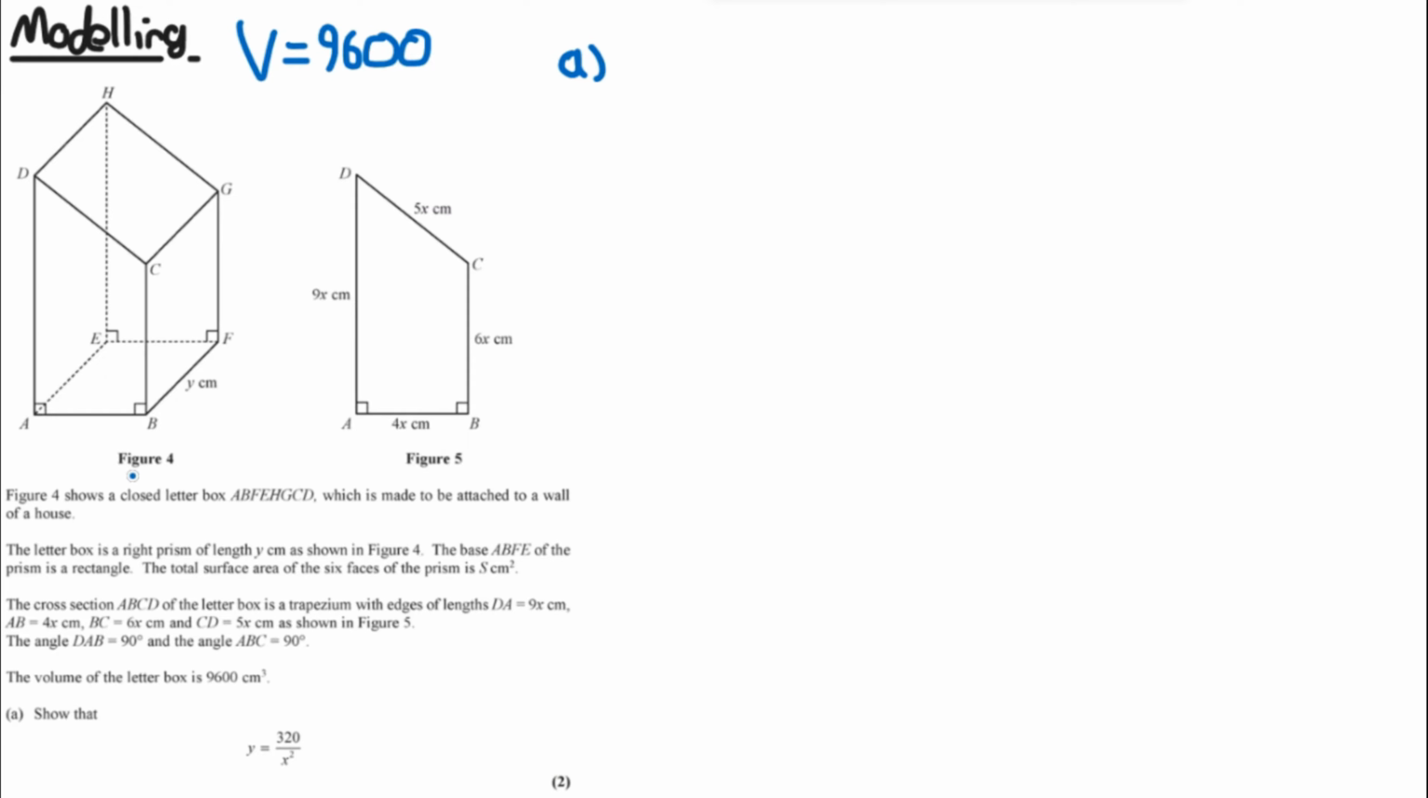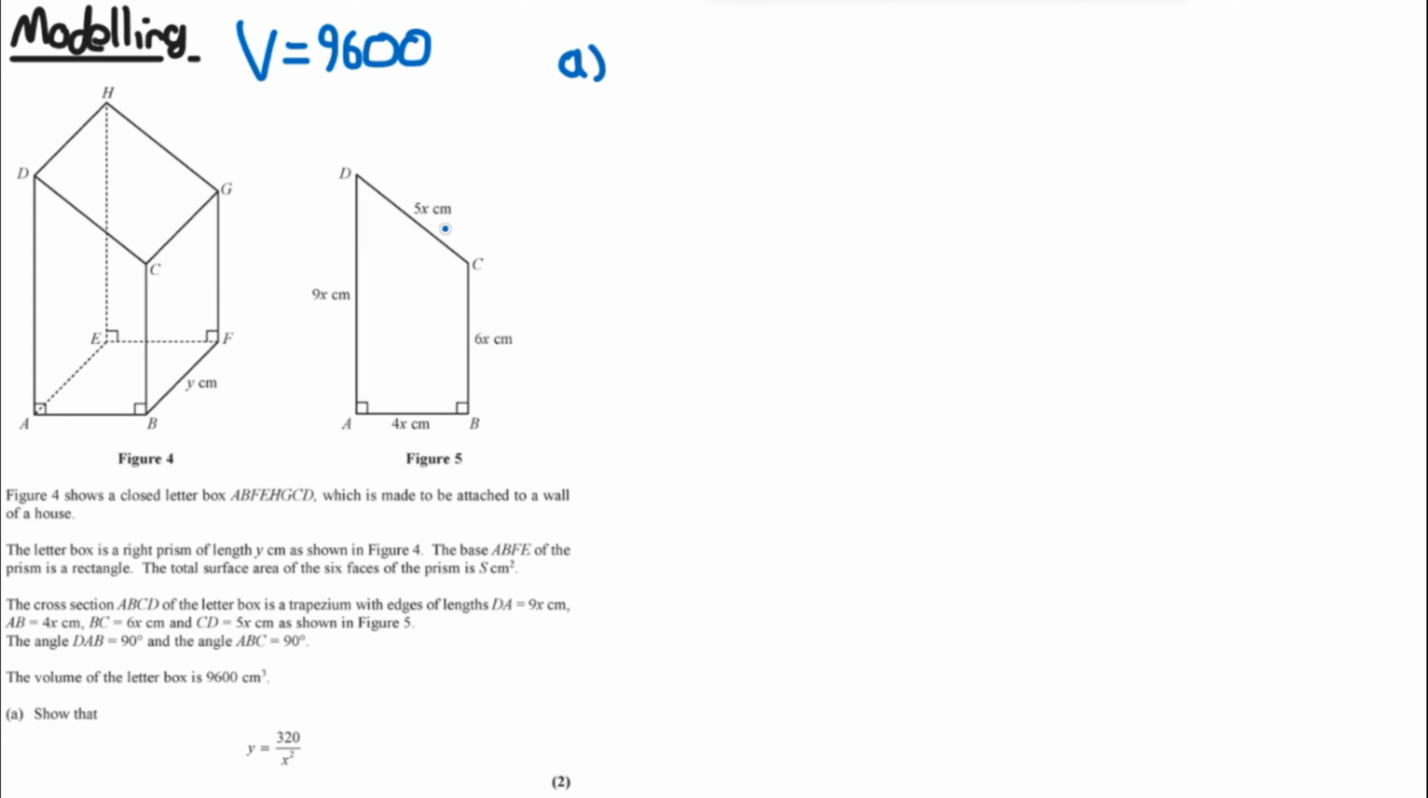Okay, so the volume of a prism, as I said in the start, you need to know the volume of some basic shapes. The volume of a prism is always the area of this side here, multiplied by the length of the prism. Well, we know the length is y here. We just need to find the area of this here.